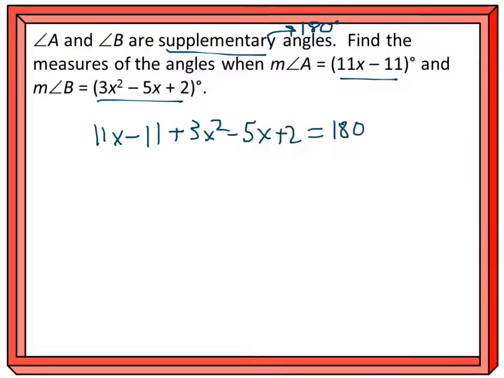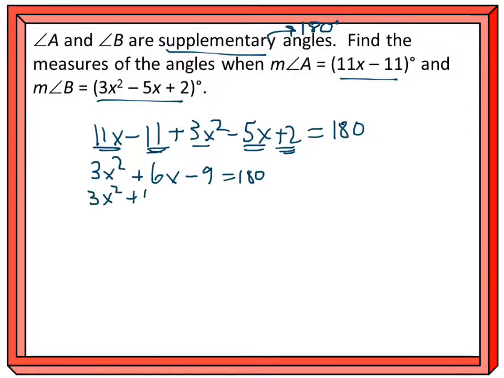Now it's algebra. So let's combine our like terms, get everything on one side because we have a quadratic, and we're going to have to factor that thing. So I have a 3x squared, and let's see, 11x's minus 5x's gives me 6 of them, plus 6x. Here I've got negative 11, positive 2 makes negative 9, equals 180. Subtract that over: 3x squared plus 6x minus 189 equals 0.